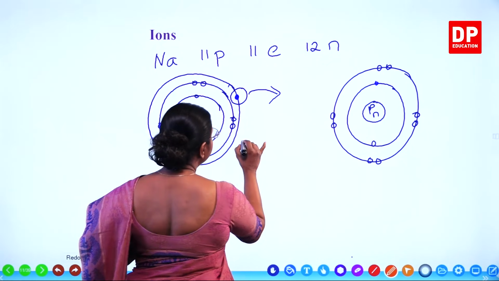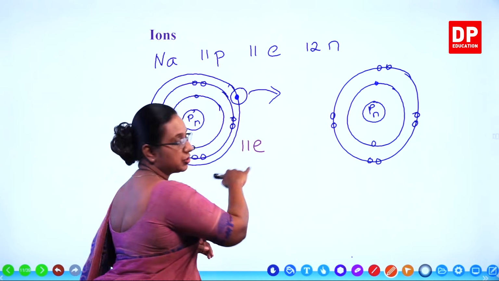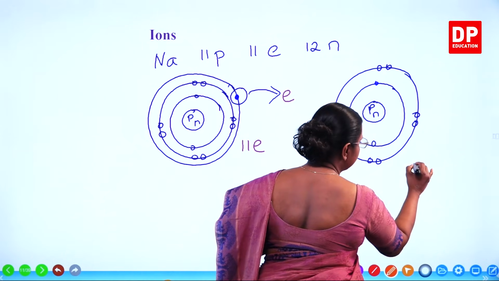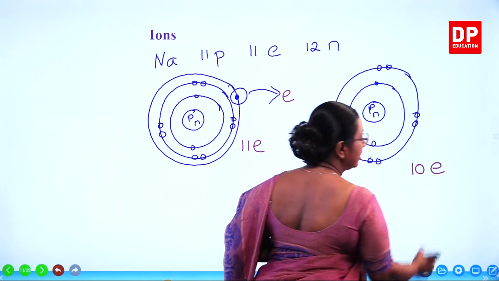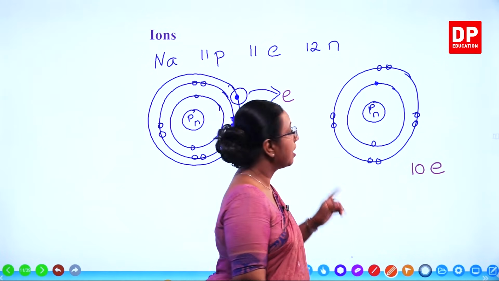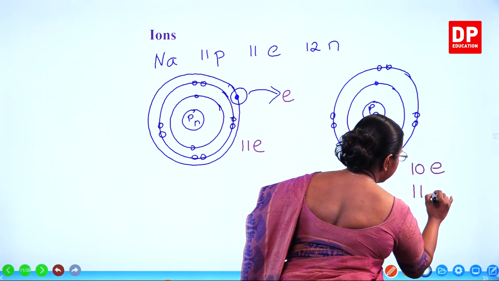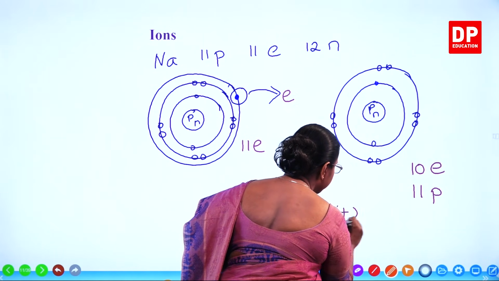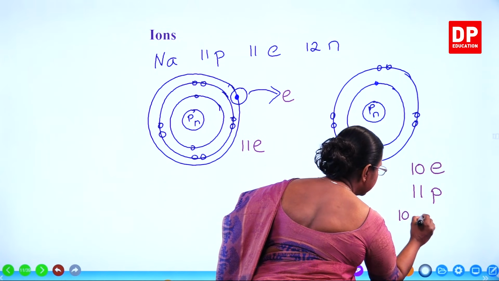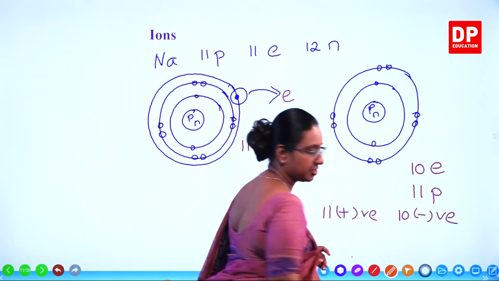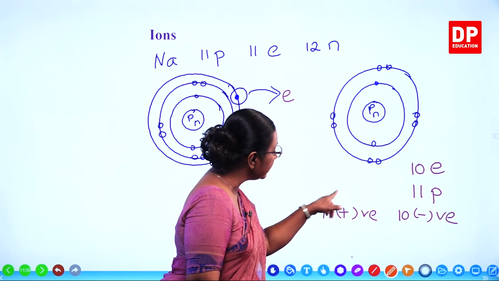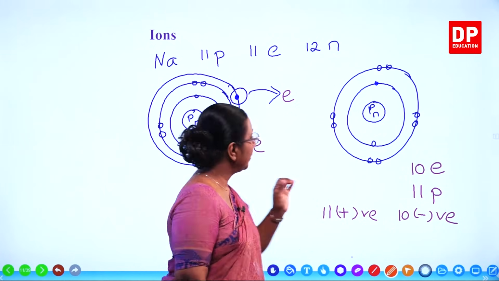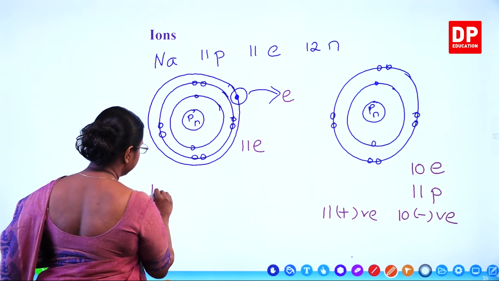There are 11 electrons in a neutral atom. We remove 1 electron and then the atom has only 10 electrons. But there are 11 protons. So that means 11 positive charges but only 10 negative charges. Therefore, there is an additional positive charge there. We can represent this in this manner.